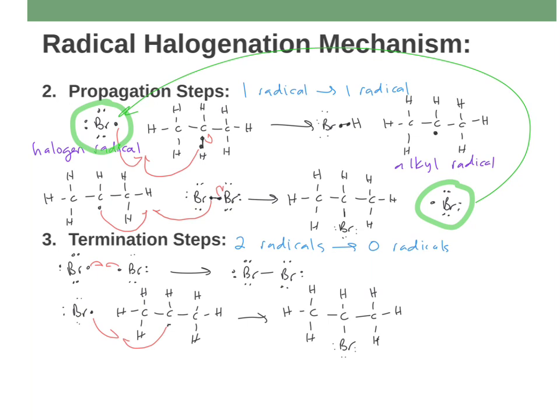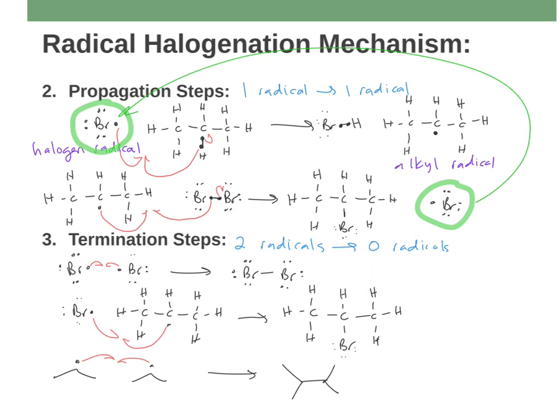And then lastly, I could combine 2 radicals, and I am going to get lazy for this one. I'm just going to draw the propyl radical and another propyl radical and have those combine to give me product that looks like this. So this would be the homo-coupled or the alkyl on alkyl coupling of these 2 radicals. So again, the termination steps just go from 2 radicals to 0 radicals.